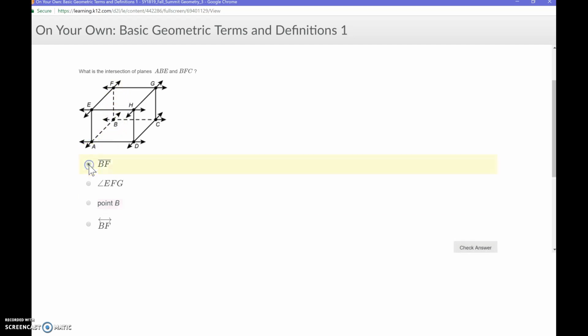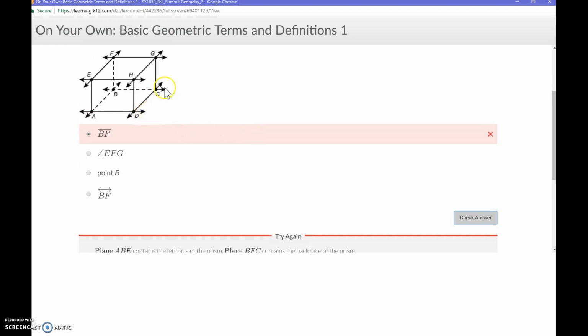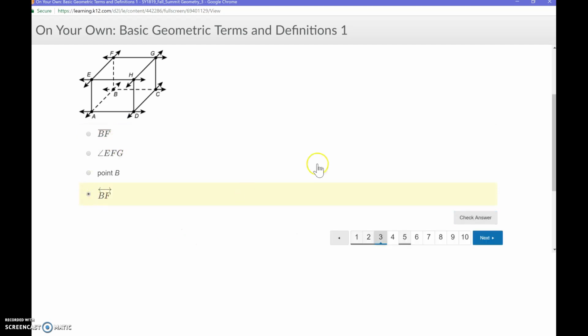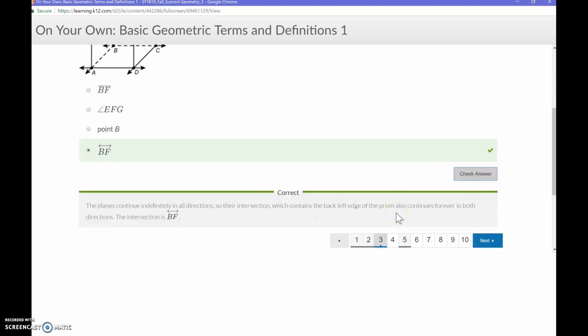Let's try this one. So see how these are going on forever? They don't make a line segment which stops at the ends. It's a line that goes on forever. Let's try that. Yay, we got it.